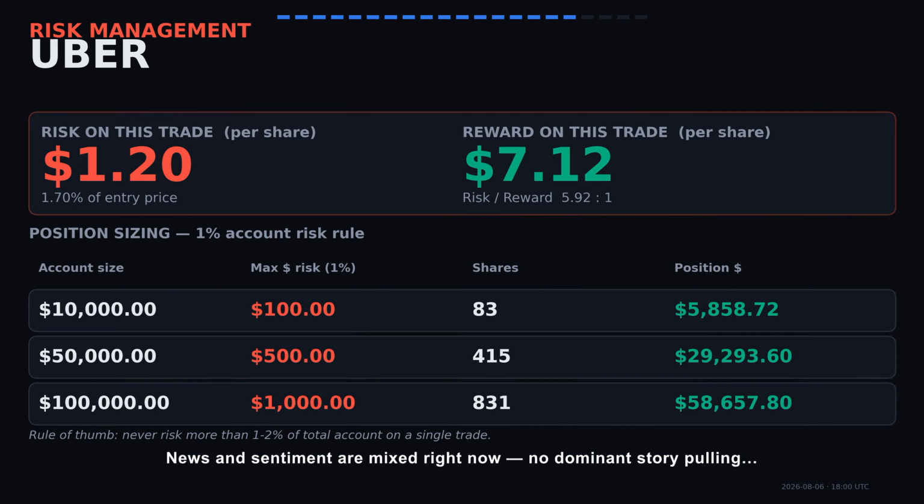Now the slide nobody on YouTube actually talks about. Risk management. On screen, you see the dollar risk per share, the dollar reward per share, and a position sizing table built around the 1% rule. The rule is dead simple. Never risk more than 1% of your total account on a single trade. So if you've got a $10,000 account, you're risking $100 max. And that decides the share count, not your gut feel. Get this right, and you can be wrong 10 times in a row and still be in the game. Get it wrong, and one bad trade can take you out.